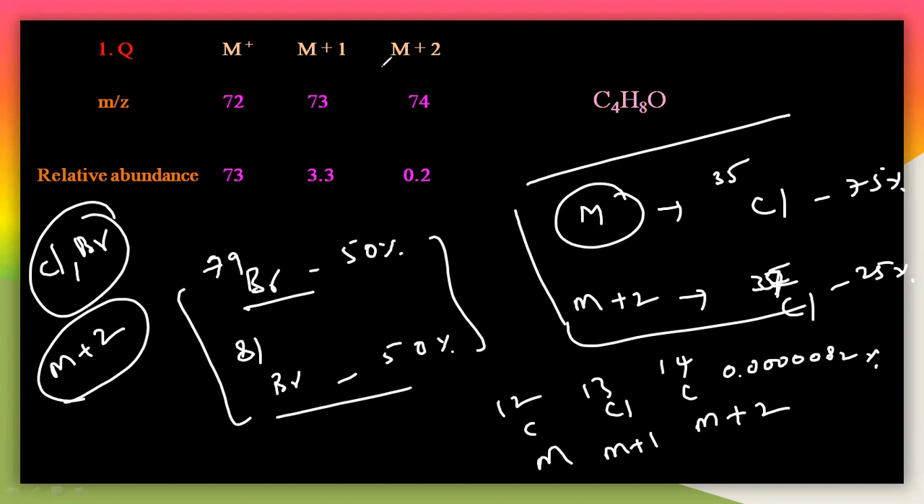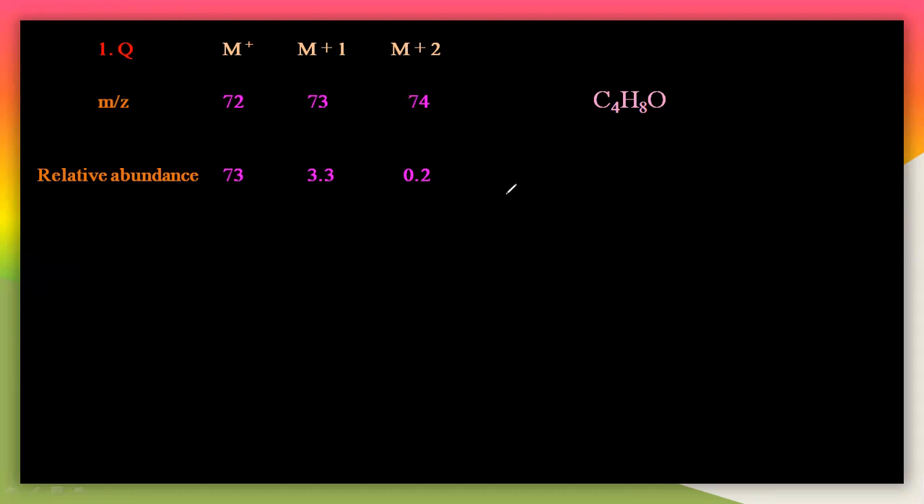Among the elements of the periodic table used in mass spectrometry, chlorine and bromine are the major ones. These two are very, very important, so remember them. The first one, chlorine 35, will exist, and chlorine 37 will also exist.